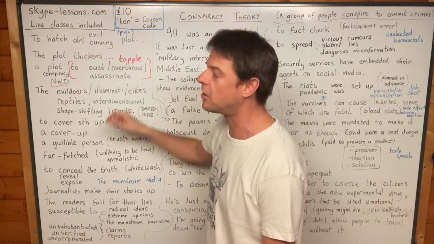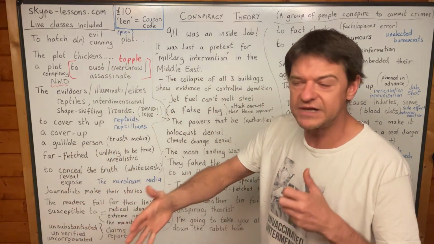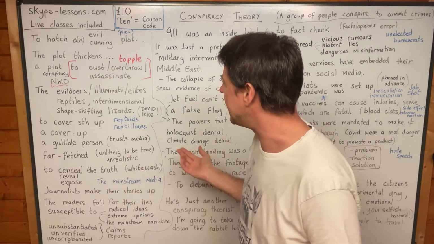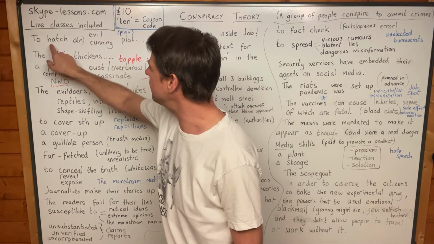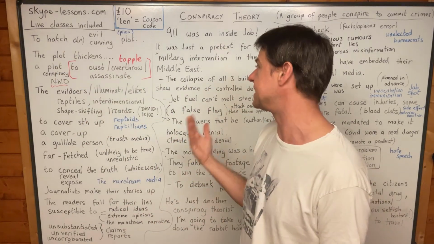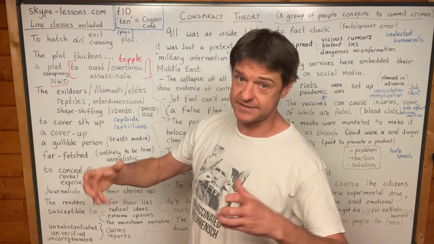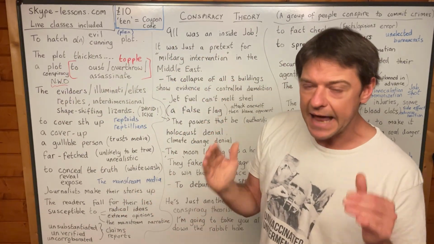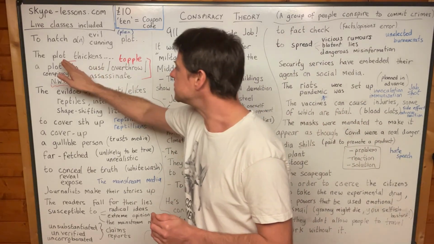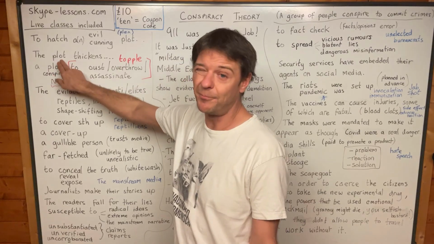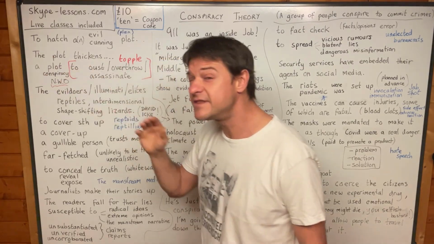And so this word plot, which does mean the story in a book or a film, is very often used for an evil plan. And when we use it like that, we often use the verb hatch, to hatch a cunning plot, to hatch an evil plan. And it means to create an evil plan, a cunning plot, okay? And in any book or film, the plot will get more complicated in places. And when the plot gets more complex, you can say the plot thickens.